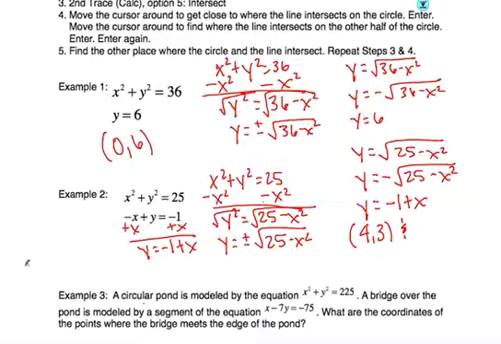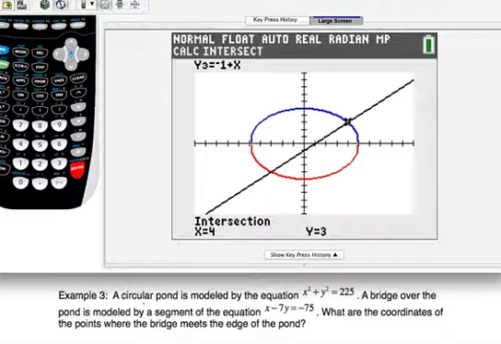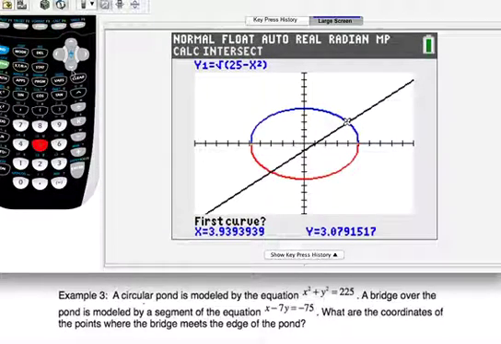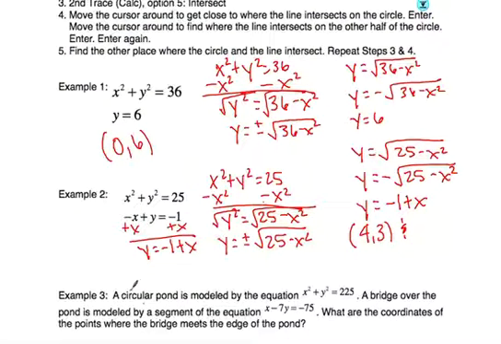And the other you find by doing the same process. So you're going to do second trace, option 5. This time though, you want to hit the down arrow so that you end up on the bottom part of the circle. And you want to get close to the place where the line crosses the bottom part of the circle. Hit enter. For the second curve, you want to make sure that you're on that line that goes through the circle. So you hit enter. Guess is always an enter, and you get an intersection of negative 3, negative 4. So your intersections are at 4, 3, and negative 3, negative 4.